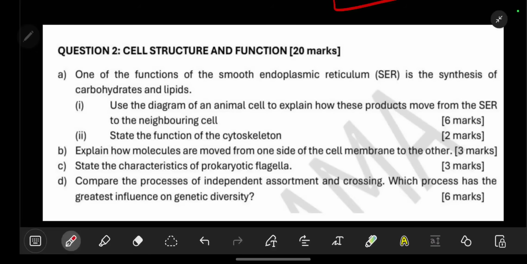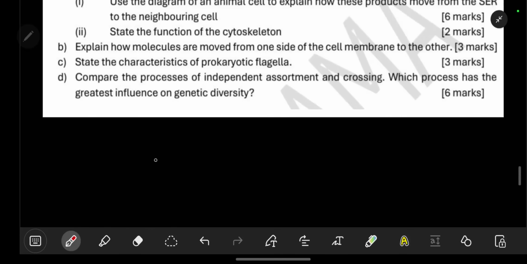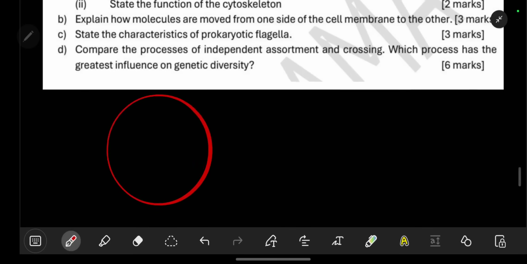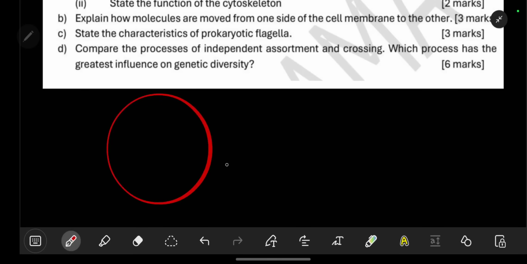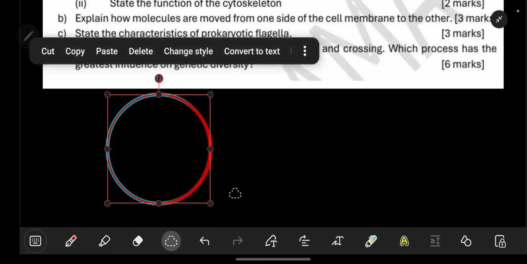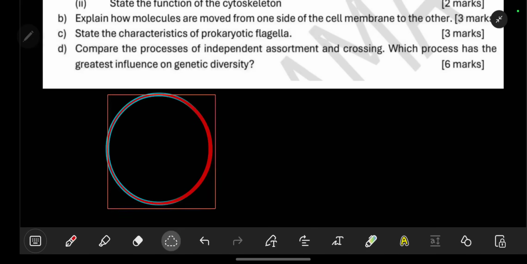This question says, one of the functions of the smooth endoplasmic reticulum is the synthesis of carbohydrates and lipids. Then we are told to use the diagram of the animal cell to explain how these products move from the smooth endoplasmic reticulum to the neighboring cells. So we are required to come up with a diagram. So let's draw the animal cell with just a cell membrane like that. So then what are we going to have? Let's increase the size a bit.